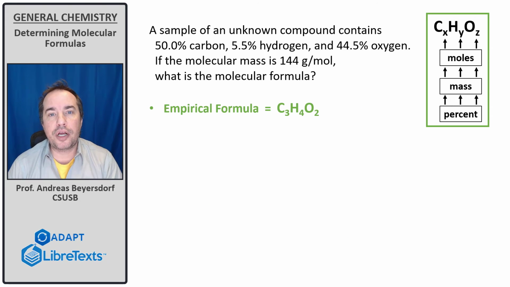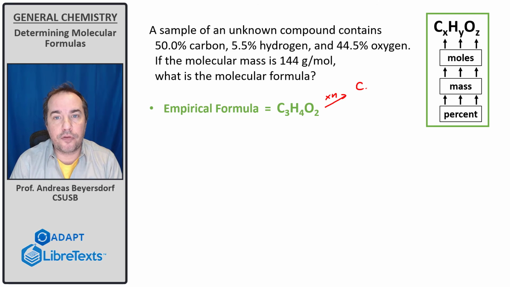Next, we want to go ahead and figure out the molecular formula. How do we do this? Well, what we need to realize is that to go from the empirical formula to the molecular formula, we're just going to multiply by some number n. That can either be 1, 2, 3.